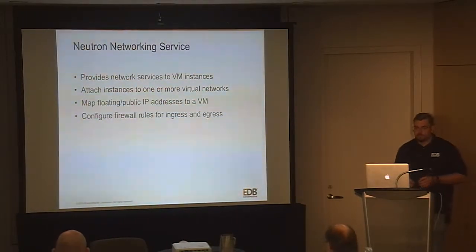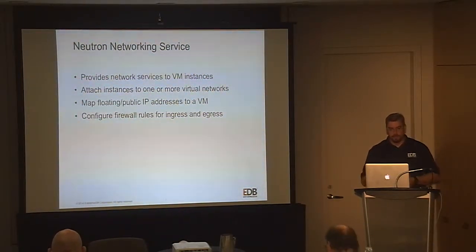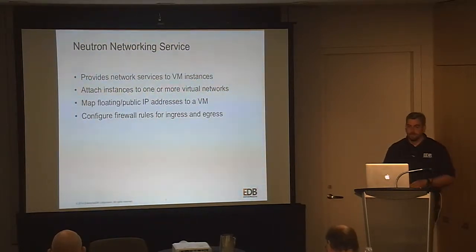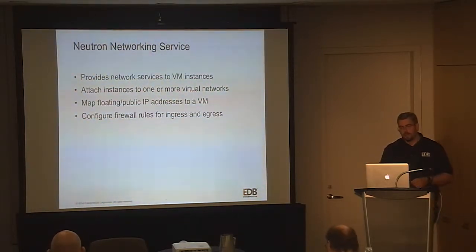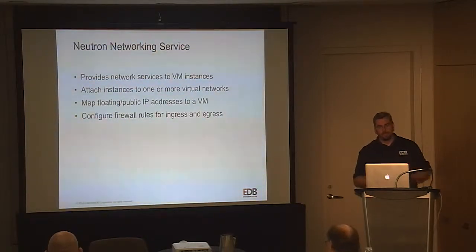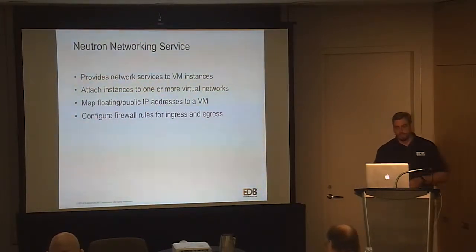Obviously, you need a network to talk to the rest of the world and provide communications between the different virtual machines, and that's where the Neutron service comes in. This provides network interfaces and network interconnects between the virtual machine instances and allows those instances to connect to one or more virtual networks. You can map floating or public IP addresses into a virtual machine. So these are IP addresses that sit outside of the OpenStack environment, effectively on your own internal network. Amazon calls them elastic IPs.